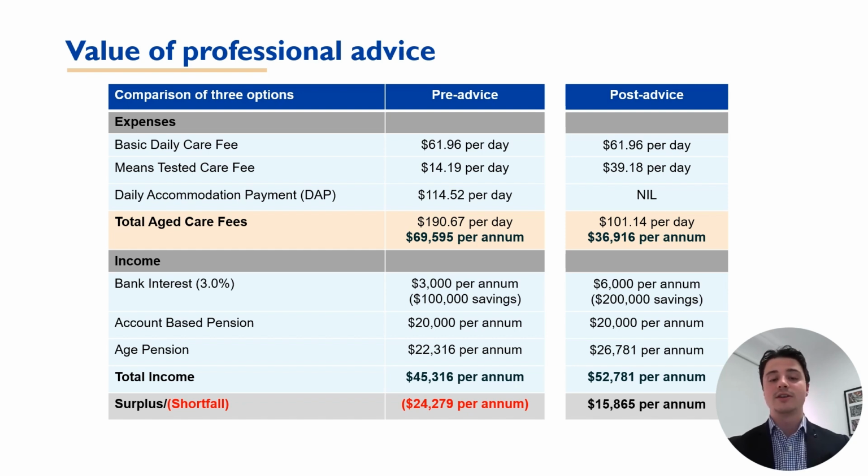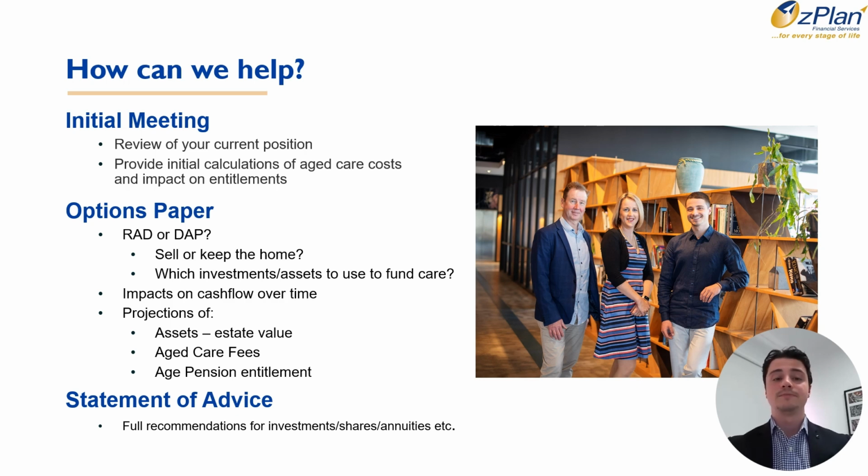So initially they had a shortfall of $24,000 in their cash flow. We were able to create a cash flow surplus of almost $16,000 after advice. So almost a $30,000 net benefit in their cash flow on an annualized basis. So it's a massive difference, and it could be life-changing. So the value of advice, I can't express it enough, is extremely important.